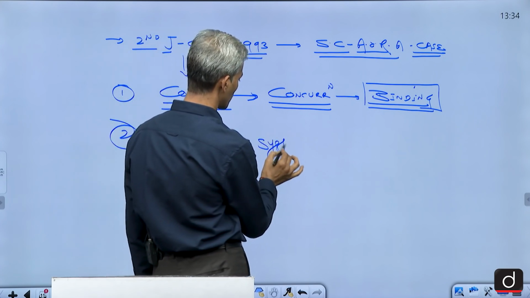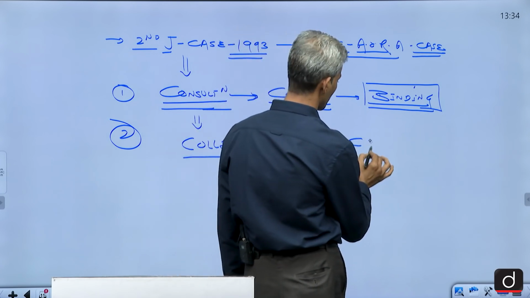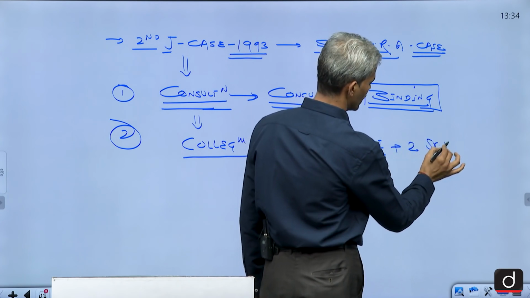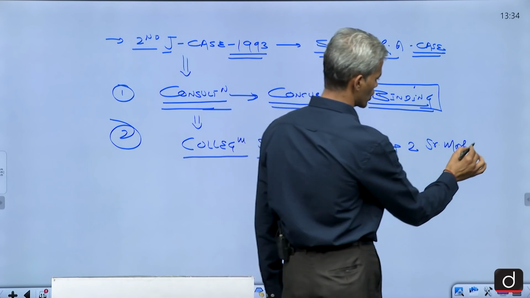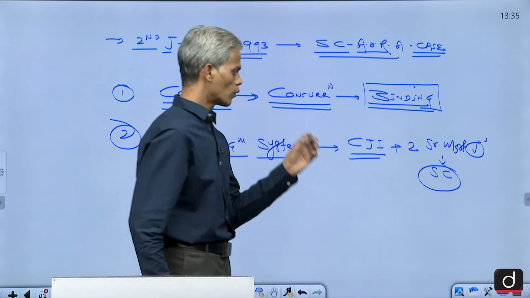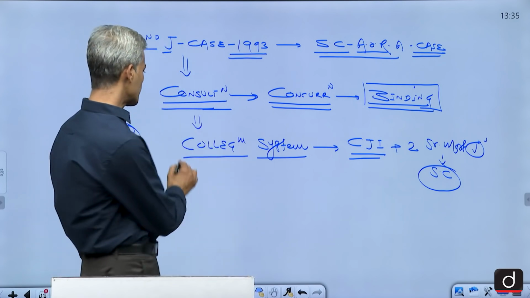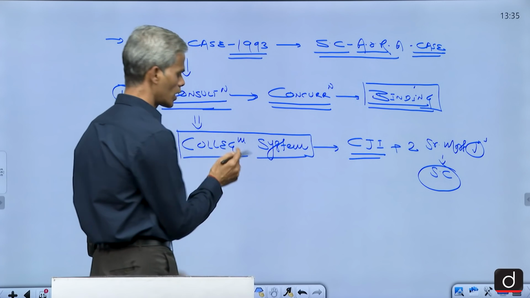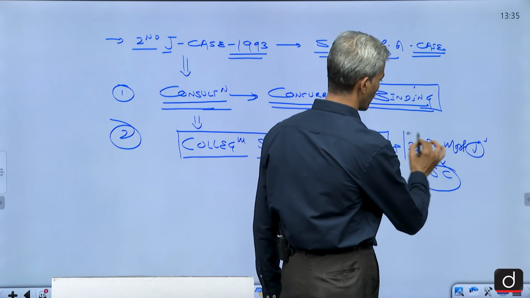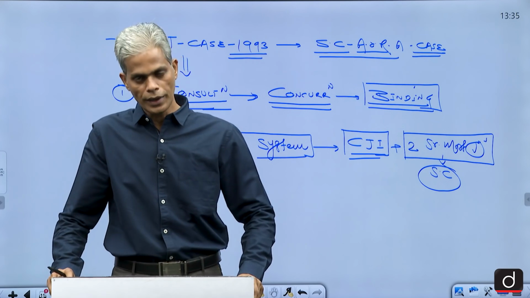And this collegium system will comprise what? It will comprise the CJI, Chief Justice of India, plus two senior-most judges of the Supreme Court after the CJI. That means it's going to be a 3-member body for appointment of the judges of the Supreme Court. That is, a collegium would be established, a plural body wherein 3 members would be there. One is the CJI and the other is the 2 senior-most judges.